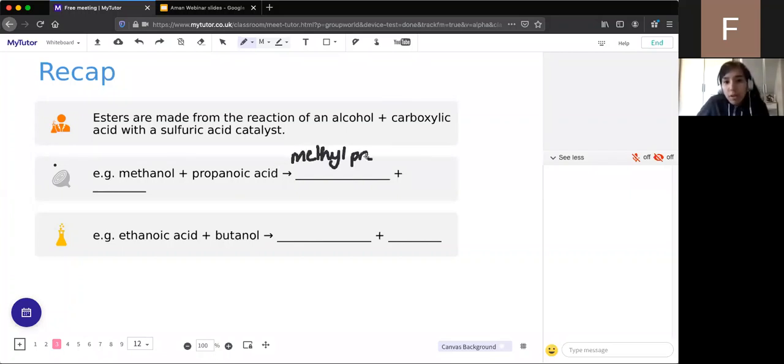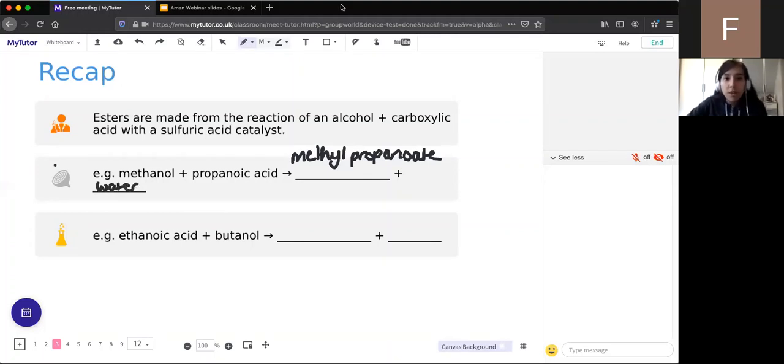So just remember that when we're thinking about esters, the first part comes from the alcohol. So methanol gives us the methyl, and the anoate, or the actual carboxylic acid bonds, comes from the propanoic acid. Okay, and the other product is water. So yeah, well done. Okay, what about the next one?